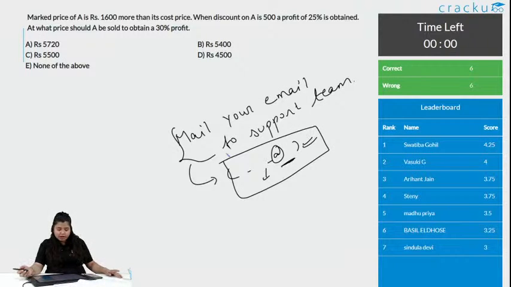Congratulations Swatiba, Basuka and Aryanth for being the top 3 in the leaderboard. Yes, Sayan, it's option A. Yes, Bimal, it's option A.